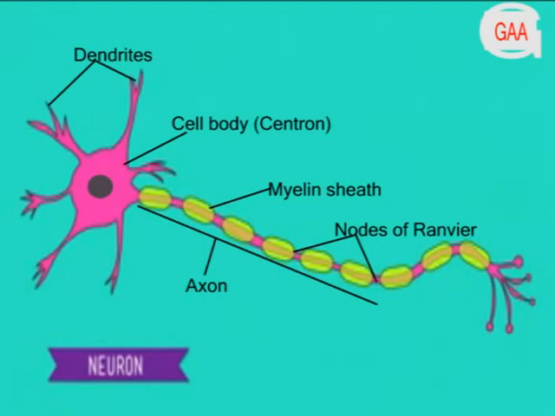The myelin sheath is also broken at 1 mm intervals by constrictions called nodes of Ranvier. The nodes of Ranvier help to propagate the nerve impulse and speed up the transmission of an impulse. The myelin sheath helps insulate the axon.